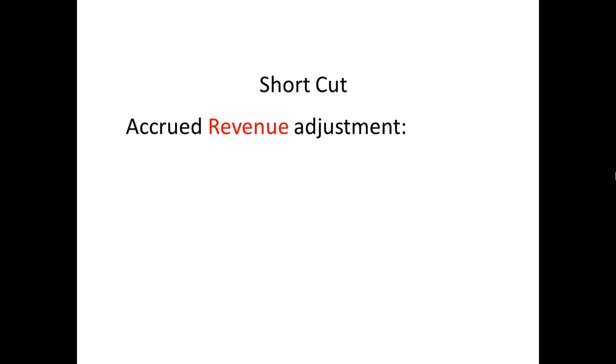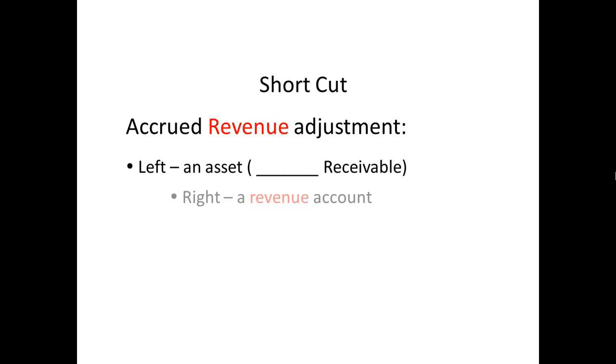The shortcut for accrued revenue adjustments is the account on the left side of the entry will be an asset, for example, accounts receivable, interest receivable, fees receivable, or note receivable. The account on the right side of the entry will be a revenue, for example, service revenue, service fee income, or fees earned.